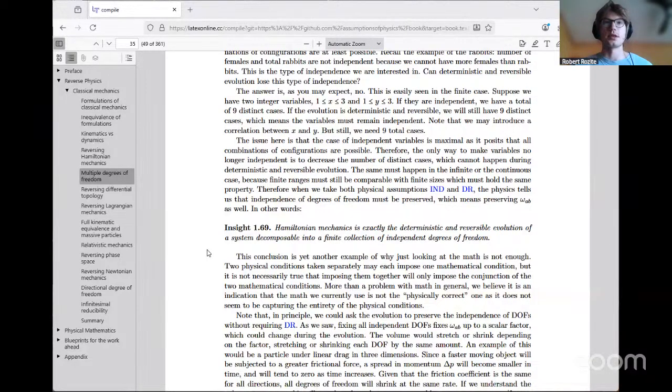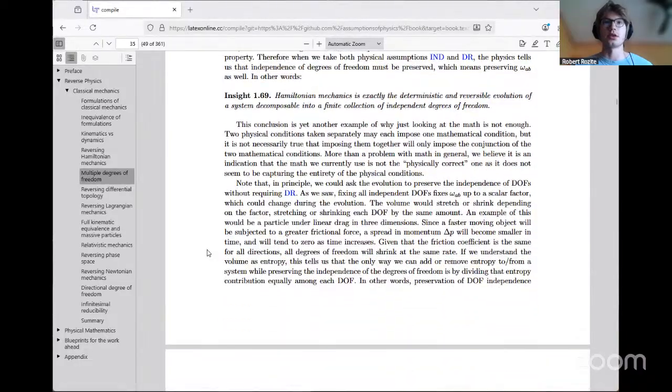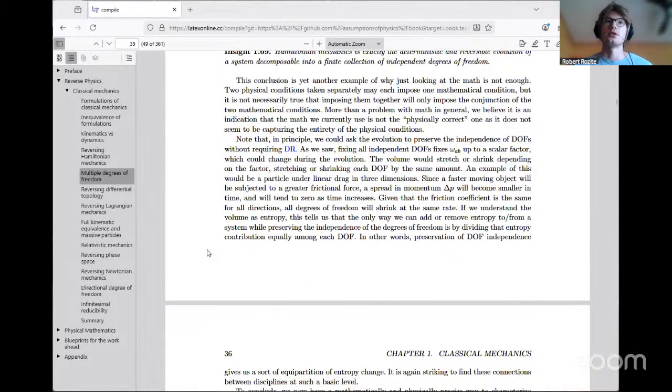This conclusion is yet another example of why just looking at the math is not enough. Two physical conditions taken separately may each impose one mathematical condition, but it is not necessarily true that imposing them together will only impose the conjunction of the two mathematical conditions. More than a problem with math in general, we believe it is an indication that the math we currently use is not the physically correct one, as it does not seem to be capturing the entirety of the physical conditions.